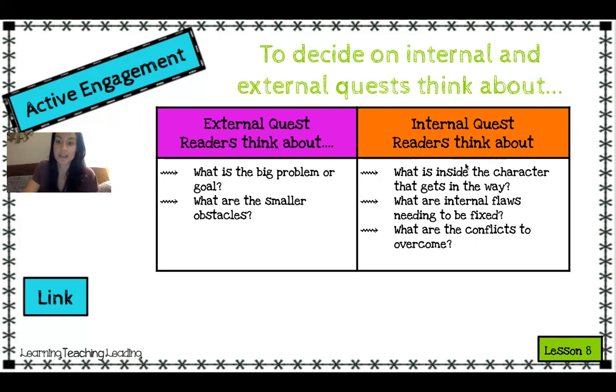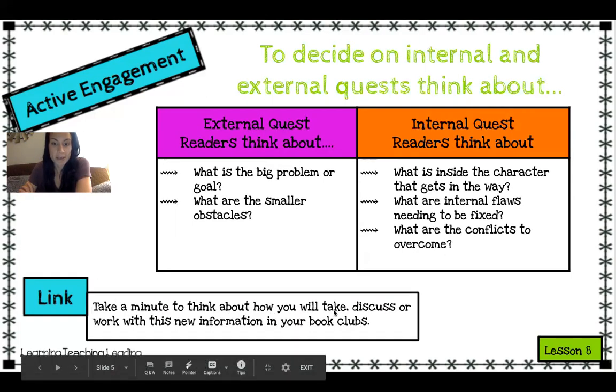Internal quests, you want to think about what is inside the character that gets in the way of what they want, of their quest, what they want to accomplish. What are internal flaws that need to be fixed? Are they selfish? Are they stubborn? Those kinds of characteristics. What are the conflicts to overcome? Self-to-self conflict, okay? So when you're having a hard time understanding something, you're having a hard time accepting something, those are all internal, like I said, feelings.